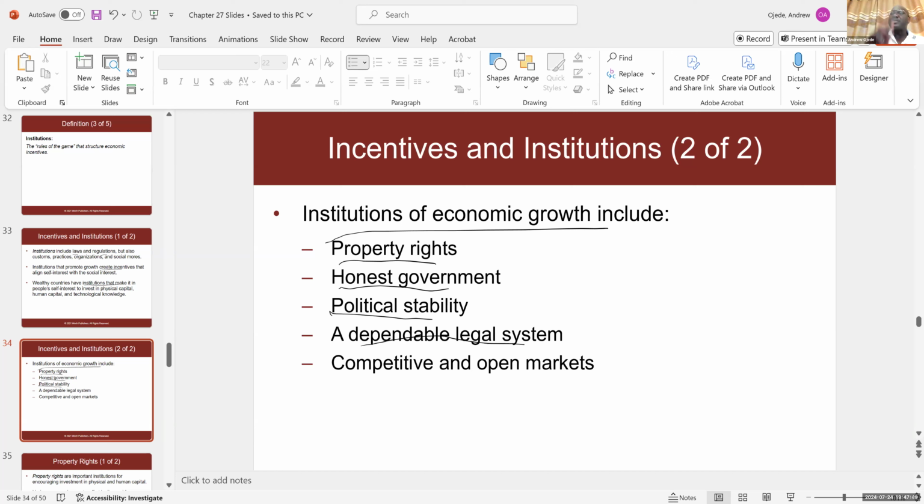And then you need a dependable legal system, a legal system that can enforce business contracts. If you enter into a business contract with another company, they should be able to honor the provisions in the contract. If one of the parties to the contract does not follow the obligation, then you have the right to go and sue them in a court of law. So you want a court system that is less corrupt, that is fair, and is going to reward you when the other party is found in breach of contract. And then we also need competitive and open markets where we can trade fairly and freely.